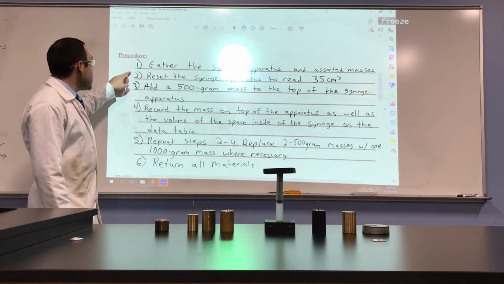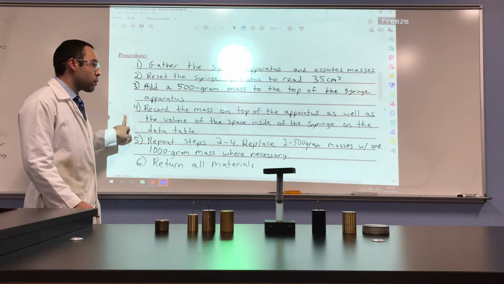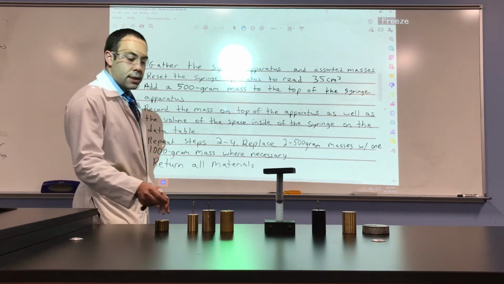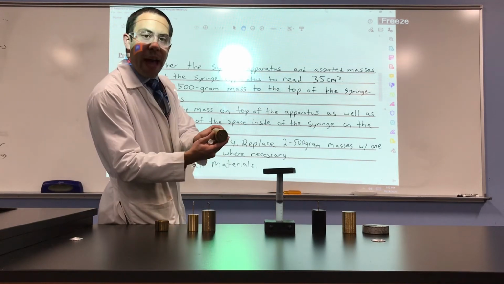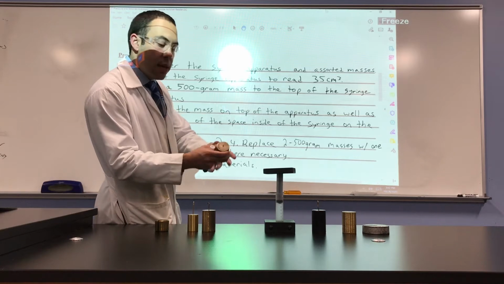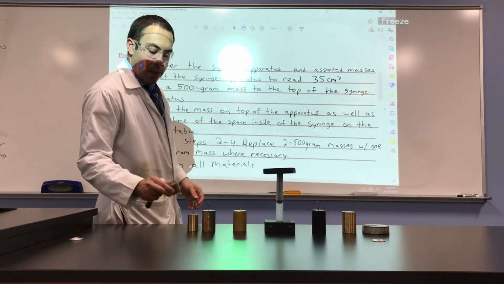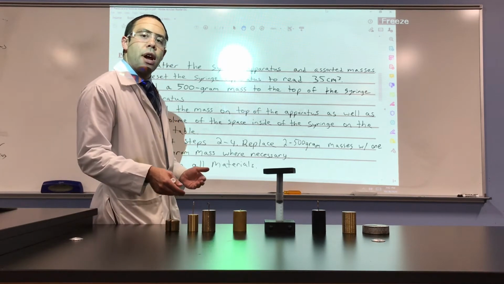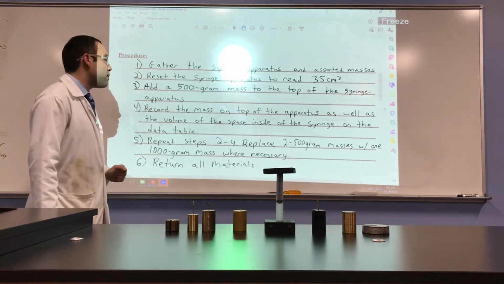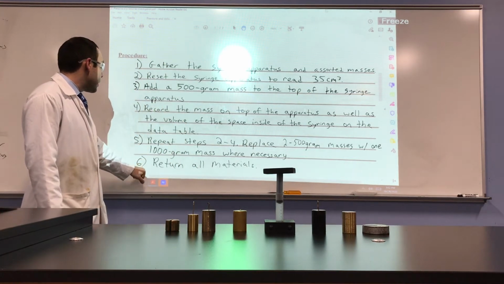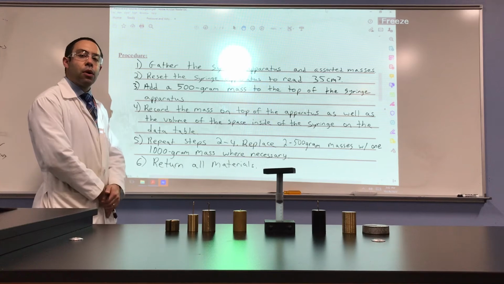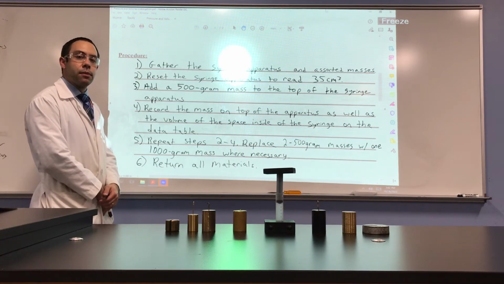Step 5, you're going to repeat steps 2 through 4, and you can replace one 1,000 gram or 1 kilo mass for 2 500 gram masses in order to save space. And step 6, we always clean up our materials when we are done.